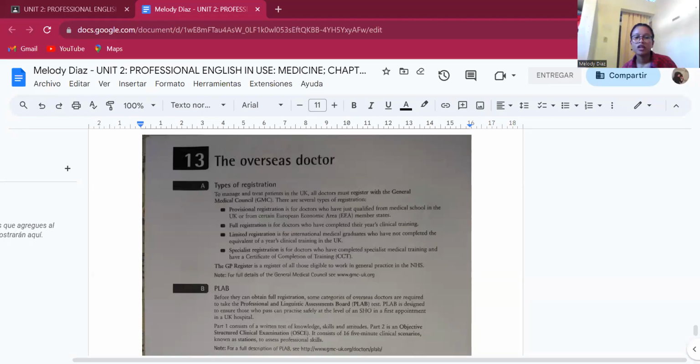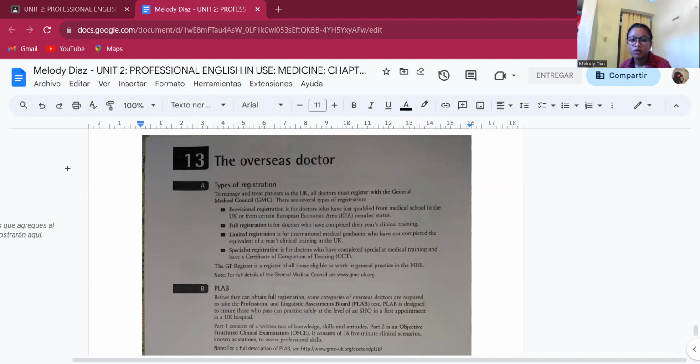Doctor. There are 8 types of registration. To manage and treat patients in the UK, a doctor must register with the General Medical Council, GMC. There are several types of registration. Provisional registration is for doctors who have just qualified from medical school in the UK or from certain European Economic Area, EEA, member states.